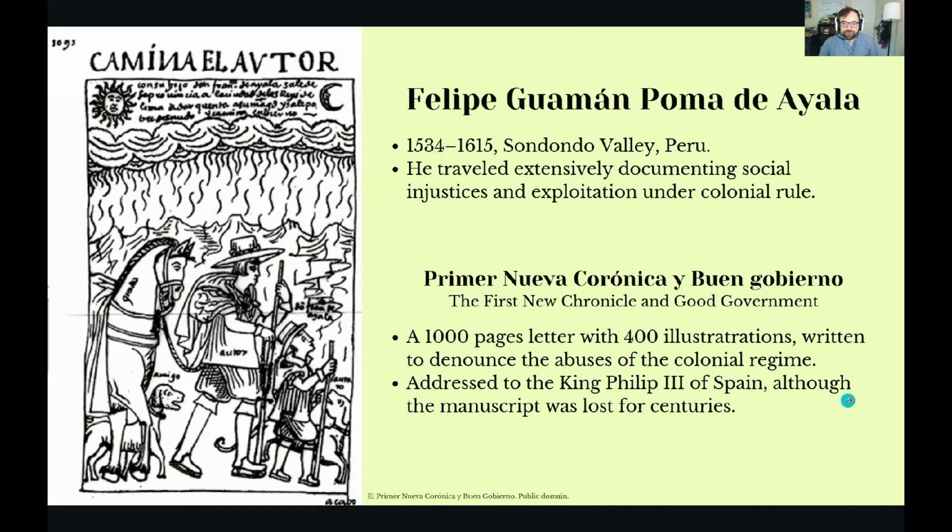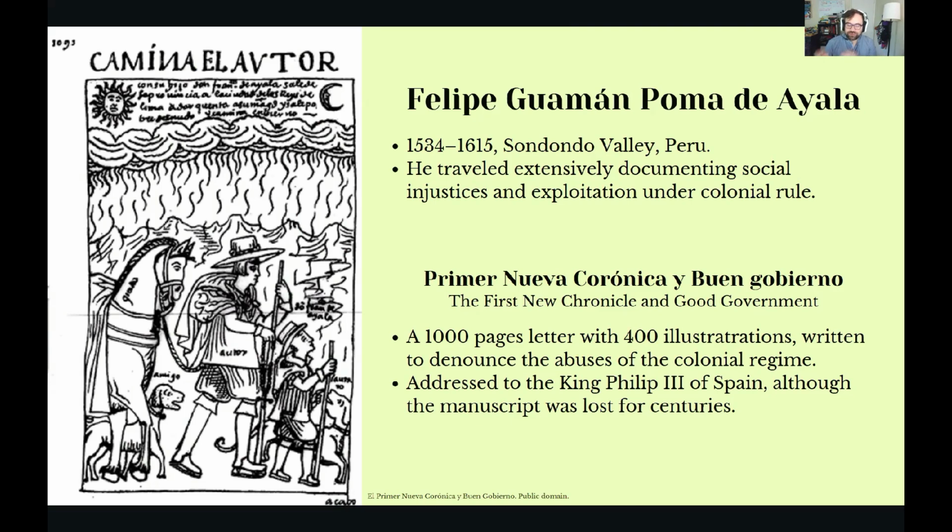So this project is about the life and work of Felipe Guaman Poma de Ayala. Felipe Guaman Poma de Ayala was an indigenous chronicler who lived in the 1500s and 1600s in what we call today the Sondondo Valley in Peru. He traveled extensively, documenting social injustices and exploitation under colonial rule. So it's important to understand that he was an indigenous person of a transitional period when the colonizers got into the Andes, the Andean region that today we call Bolivia and Peru.